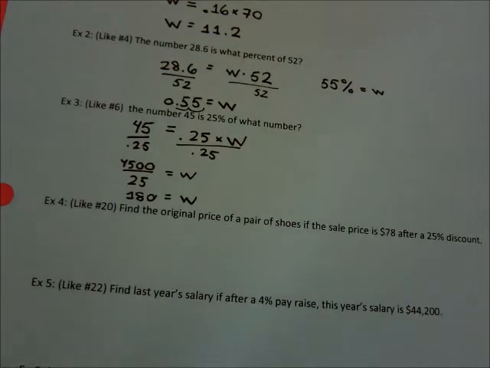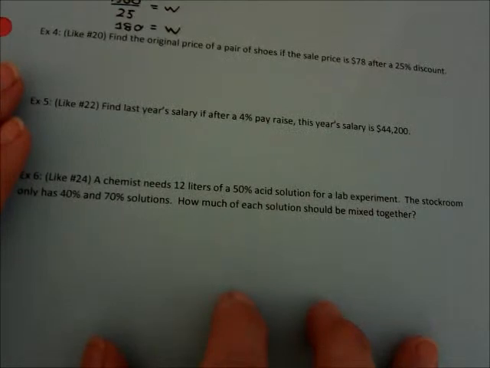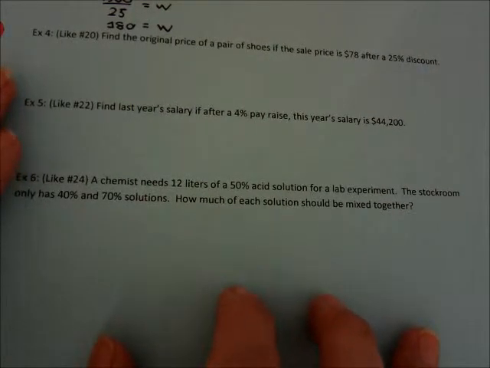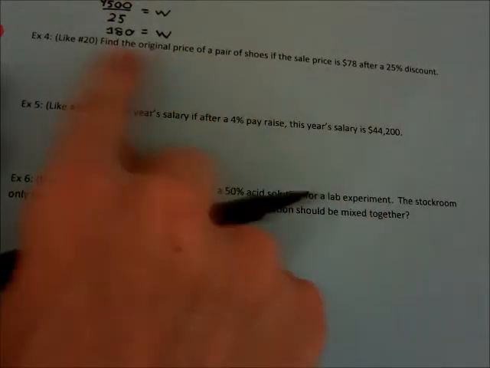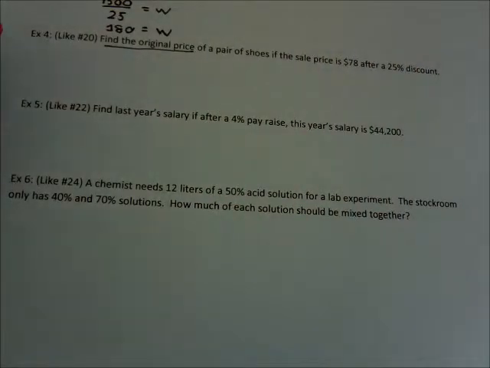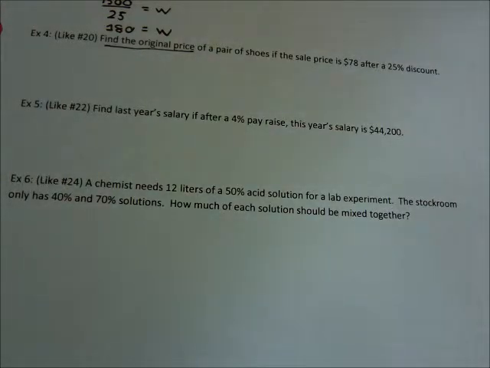Alright, now I know you also did sales prices and discounts and things like that. There's different ways to do this one. So we're finding the original price. If the sale price is $78 after a 25% discount. Does discount add or subtract the 25%? It subtracts. Okay, so there are many ways, whatever you're most comfortable with.